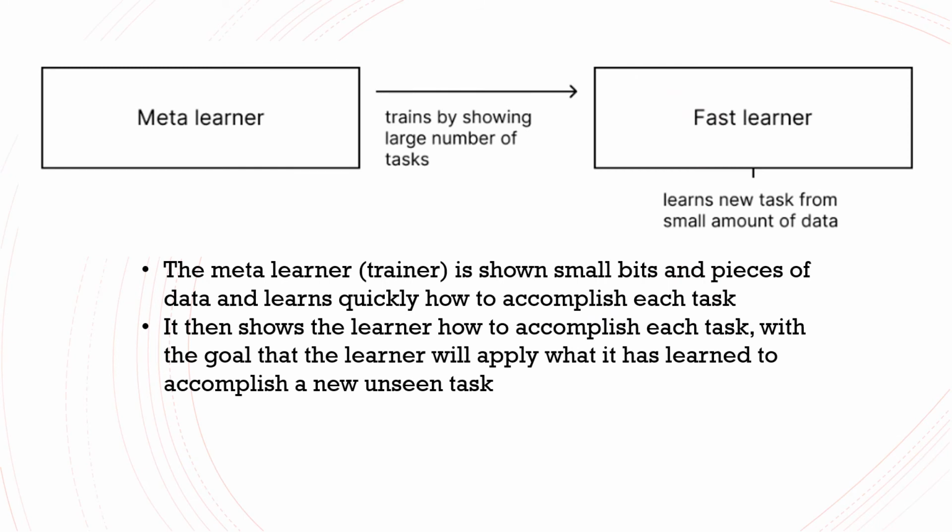We have two parts, the meta-learner and the fast learner. The meta-learner is the first trainer. It is exposed to a large number of tasks or data sets and learns how to accomplish each one of these tasks. It then trains or teaches the fast learner how to accomplish each task. The fast learner is then exposed to a new unseen task and takes what it learned previously to figure out how to accomplish that task.